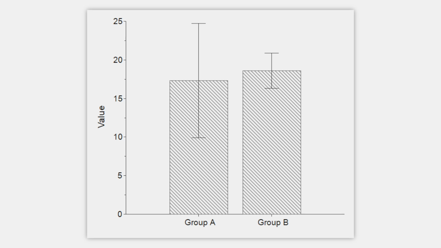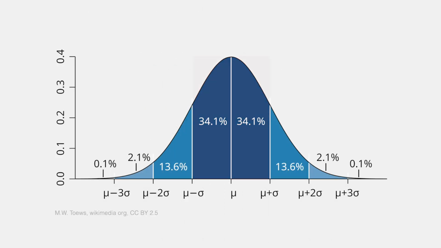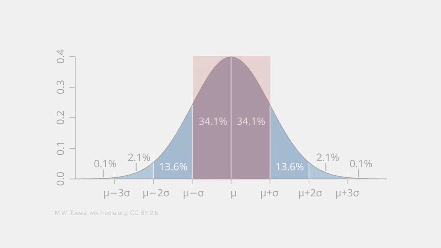A benefit of the standard deviation is that it is clearly defined. About 68% of the data lie within ±1 standard deviation from the mean of your normal distribution. Hence, everybody can interpret it. So for normally distributed data, the standard deviation is a perfect measure of variability. But don't use it if your data is not normally distributed.